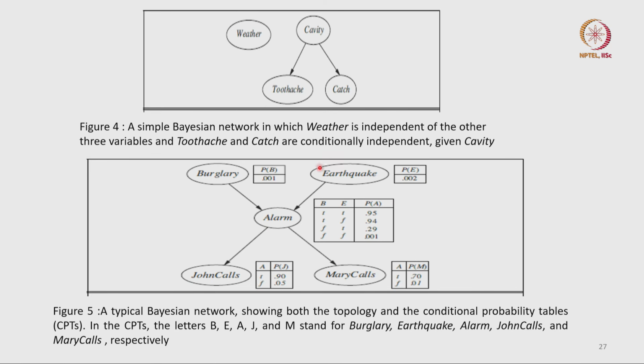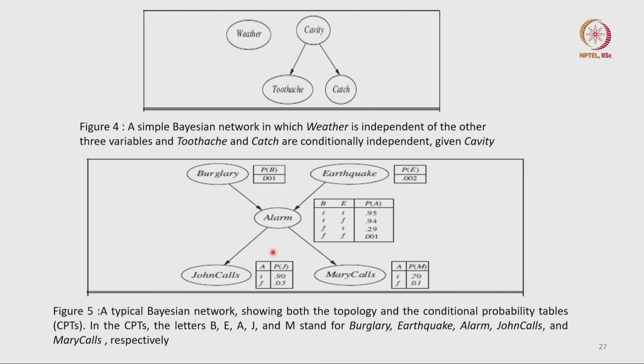So, this is the network that we have, and we need to have the conditional probability table at each node here. If we consider the conditional probability table for John calls, what we want is the probability of John calls given the alarm.